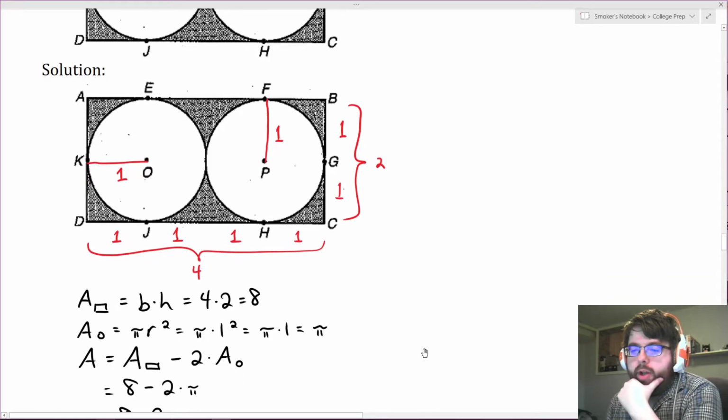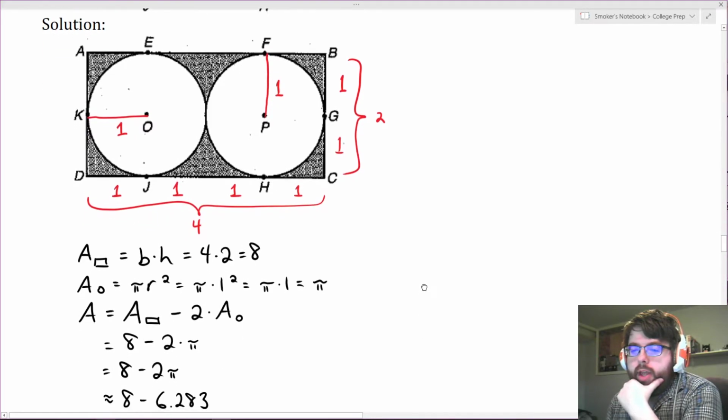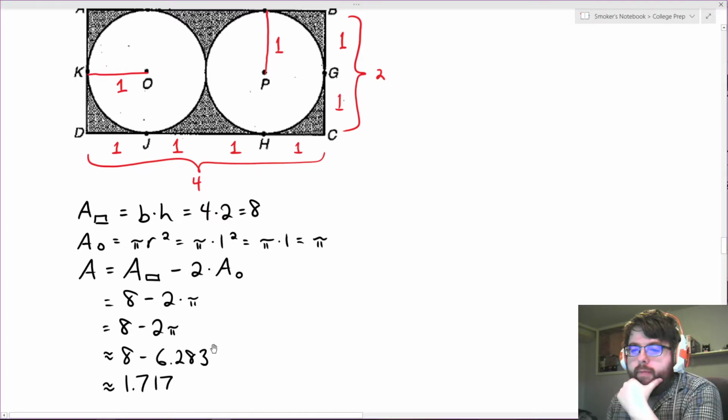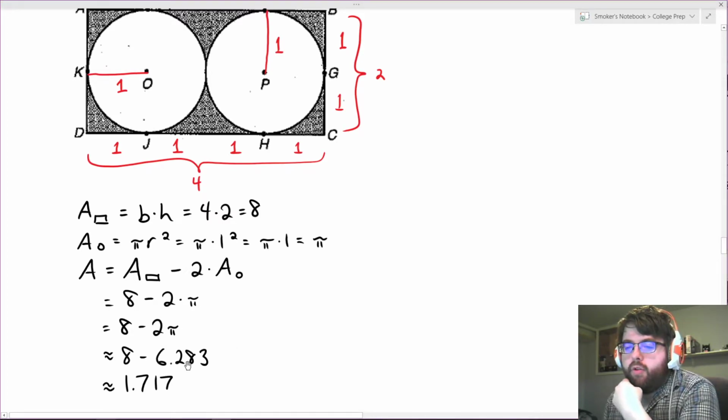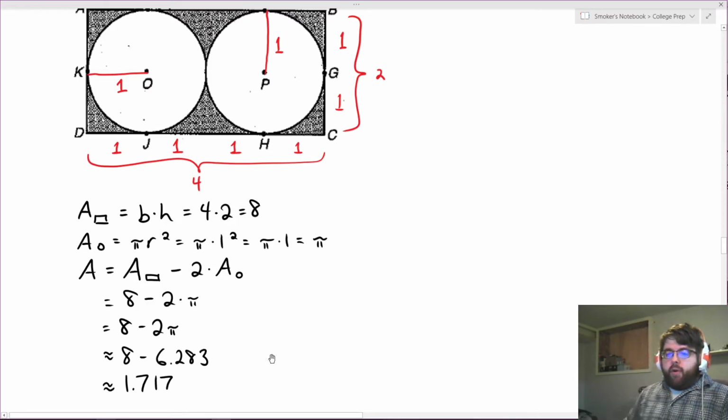And I'm going to fill in what I know. 2 pi is approximately 6.283. So the exact answer will be 8 minus 2 pi. The decimal answer would be 1.717.